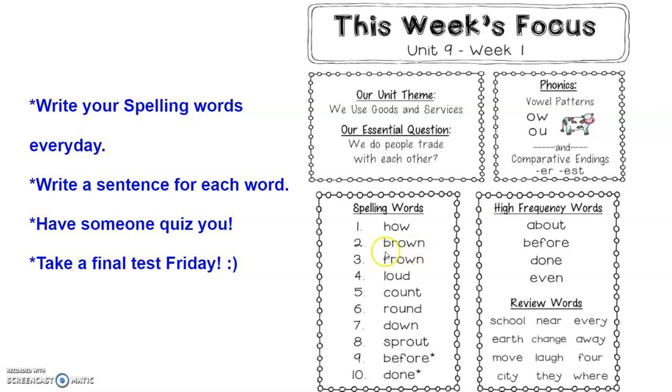B-R-O-W-N. Begins the blend. Brown. Our third word, really, we're just substituting that B with an F. So it's frown. Let's spell it. F-R-O-W-N. Our blend in the beginning, frown.